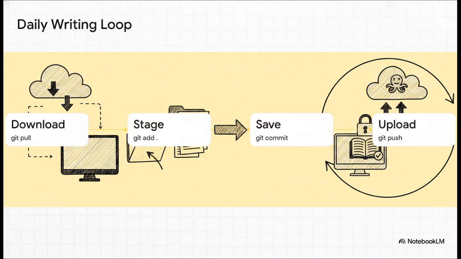So, your step-by-step loop becomes your daily writing habit, and it is incredibly powerful once you get the hang of it. First, git pull to download any updates if you're working across multiple devices. Second, git add dot to stage your new writing for saving. Third, git commit with your specific message to save it locally. And finally, git push to upload those changes safely up to the GitHub cloud. Eventually, this becomes as natural as hitting Control-S, but it is infinitely more powerful.